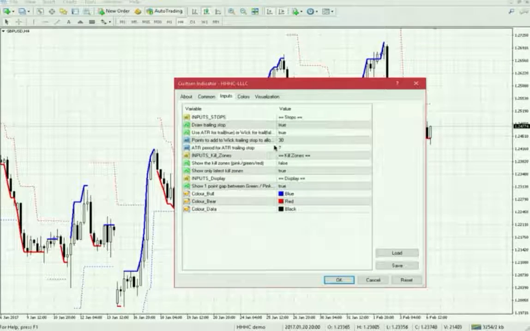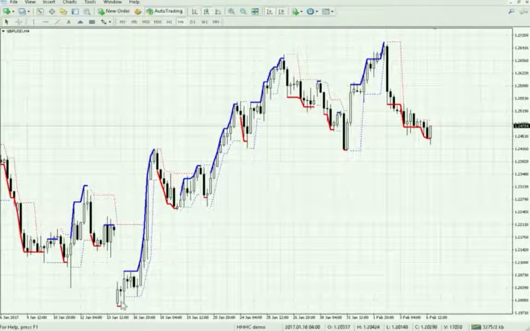So we add a definable spread, 30 points in this case, 3 pips on a 5-digit broker, and we can switch to the wick based trail by changing that parameter there. And as you can see, the stops are much tighter to the action. You'll get stopped out more frequently, but you'll squeeze more pips out of each move. So take your pick as to which you prefer.